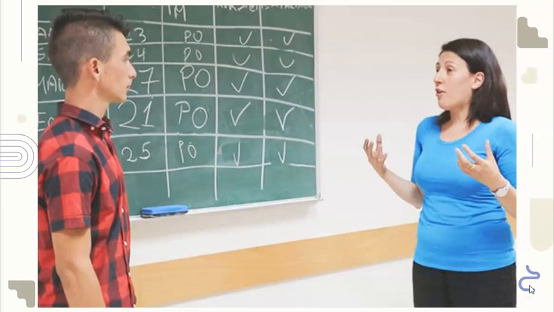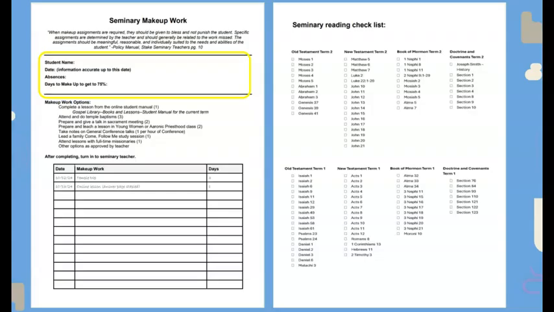So how do you know if a student needs to do makeup work, and if so, how much they need to do? All of this information can be found in WISE. But first, let's look at the Seminary Makeup Work document. Here on the front page, we see where it says the student name, the date, the absences, and the days to make up to get to 75%.